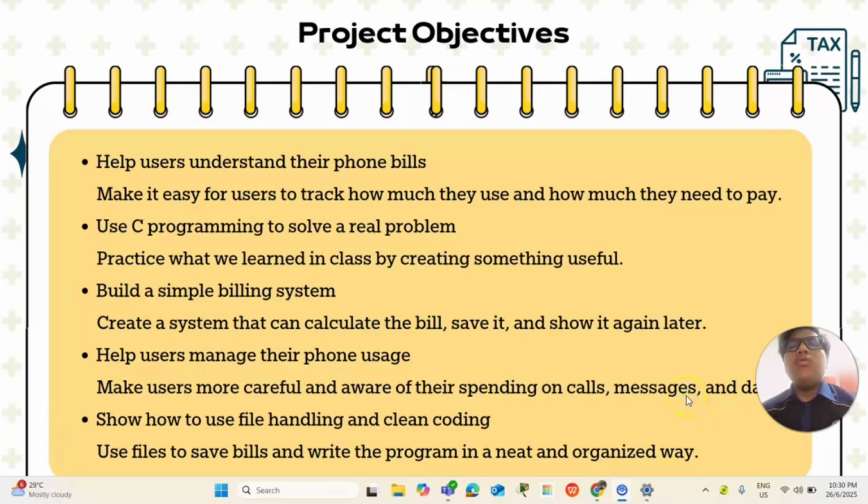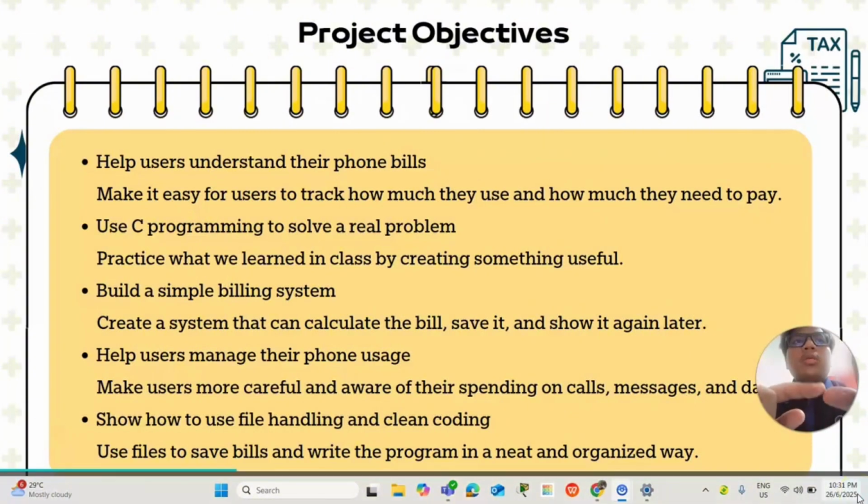Okay, I will continue the presentation with the project objectives for our project Telecom Bill Calculator. Okay, first point is help users understand their phone bills. Make it easy for users to track how much they use and how much they need to pay. By using our system, users can see exactly how each part of their phone usage, calls, SMS, and data contributes to the total bill. This gives them full transparency and control over their mobile expenses.